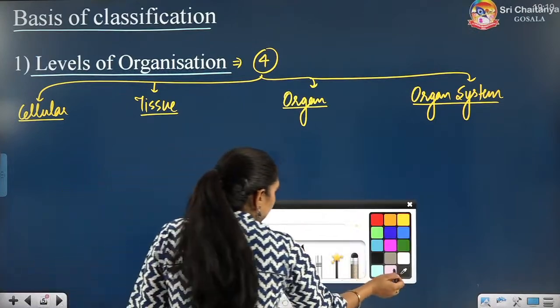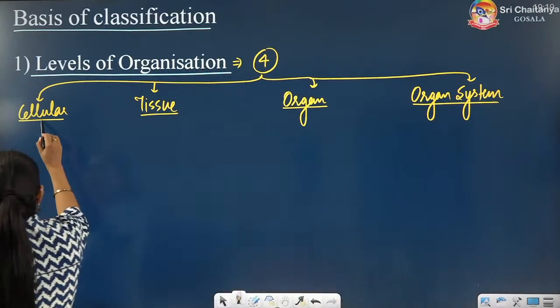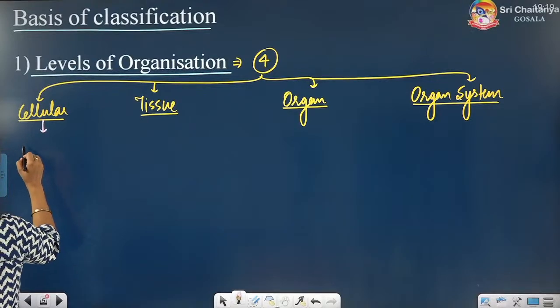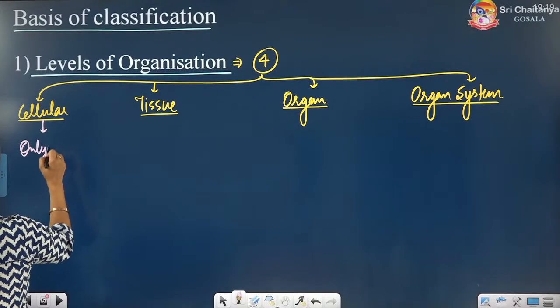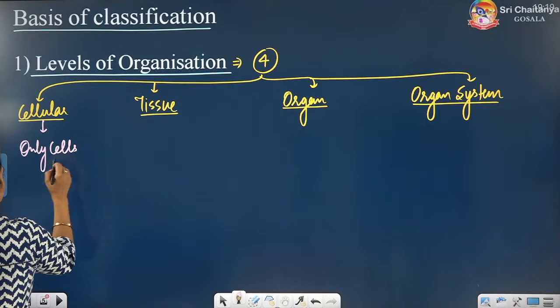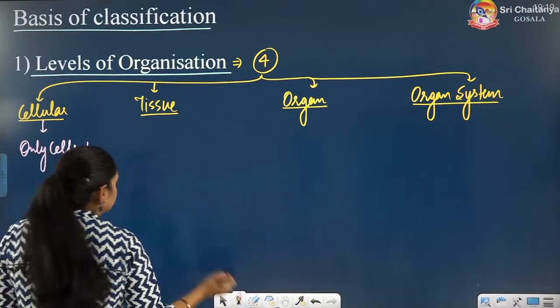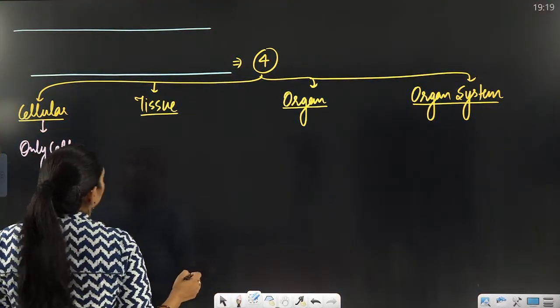So in cellular level of organization, there are only cells. Only cells are present.